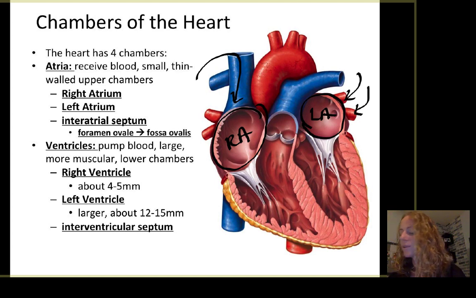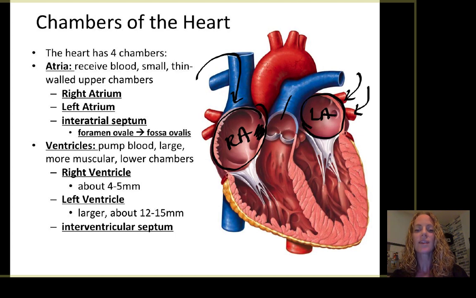Between the atria, obscured by this large vessel here, which is the pulmonary trunk, we have the interatrial septum, which is a bridge between the two. During development, there is a hole in the interatrial septum called the foramen ovale. When a baby is born and it breathes, the pressure gradient of breathing and the changes in the heart close that space, and it eventually becomes an indentation.